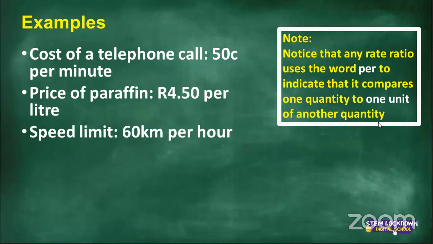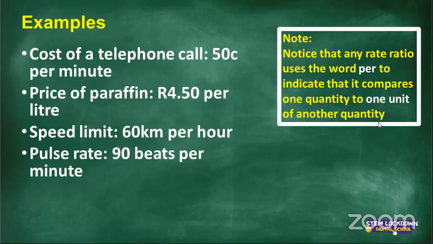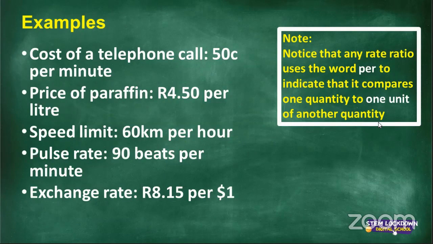Speed limit is equal to 60 kilometers per hour. Pulse rate is 90 beats per minute. Exchange rate is 8.15 rands per dollar. Now you can see this is a very long time ago, because now we are looking at 18 rands per dollar. But anyway, if you look at the note there, you'll notice that any rate ratio uses the word per to indicate that it compares one quantity to one unit of another quantity.